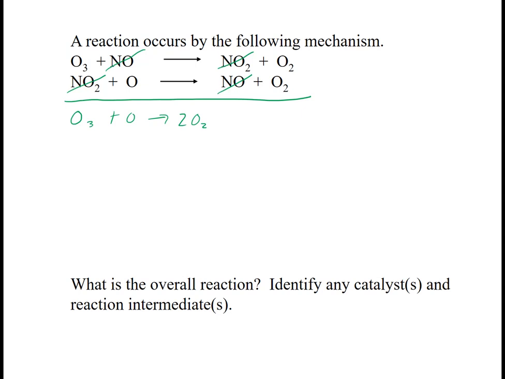Okay, and again, for everything that I crossed out, which is two of them, I have NO and NO2. I want to identify if each is a catalyst or reaction intermediate. So looking at NO, it's here and it's here. The earliest, or the first, it's a reactant, and then it's a product. So this is a catalyst.